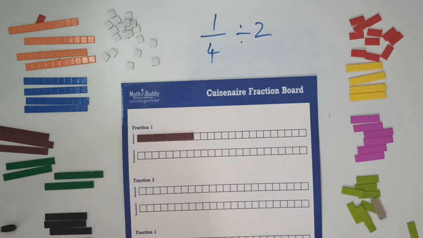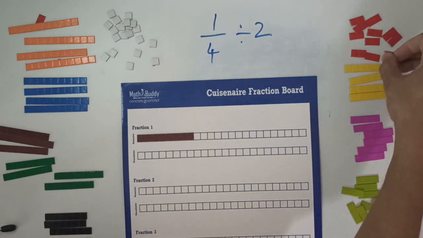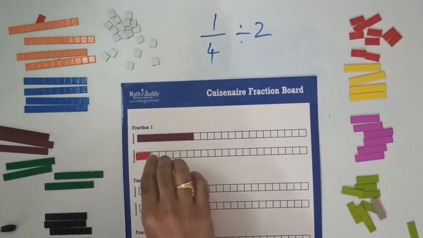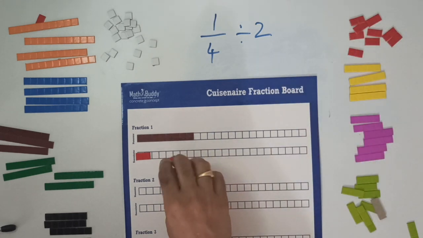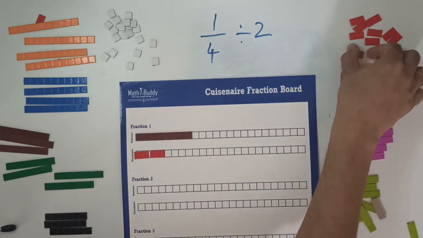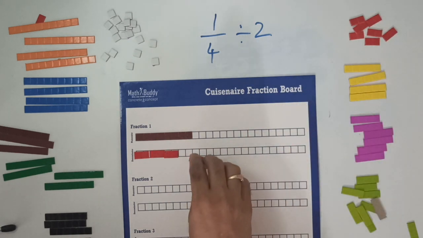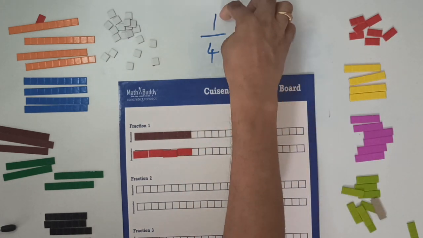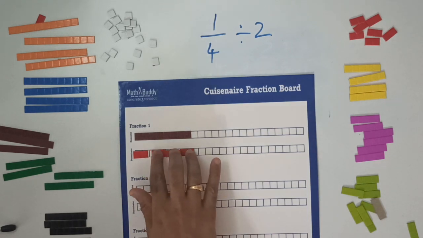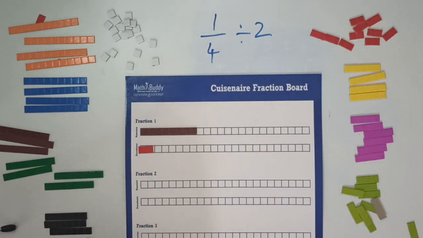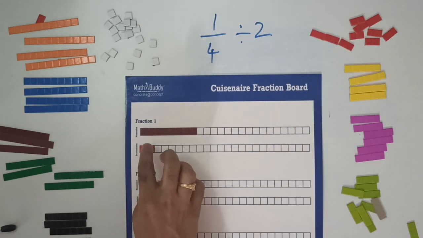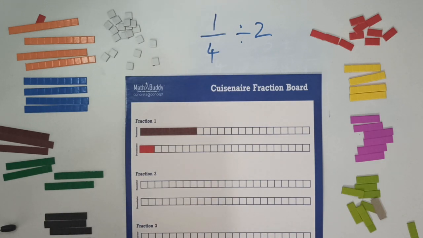Now we need to divide this into 4 equal parts. So how do we divide 8 into 4 equal parts? We need the rods of length 2. So take this and divide this into 4 equal parts. And once you divide this into 4 equal parts, you need to keep only 1 part because your numerator is only 1. So take away the remaining 3 parts. So this represents 1/4 of the whole.